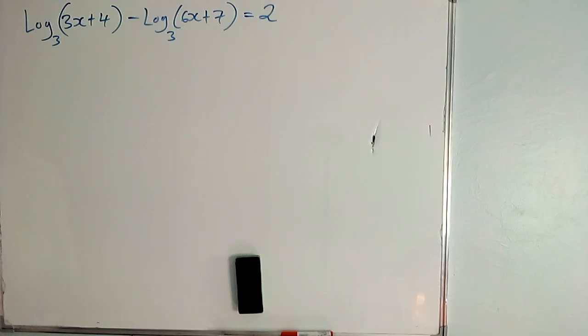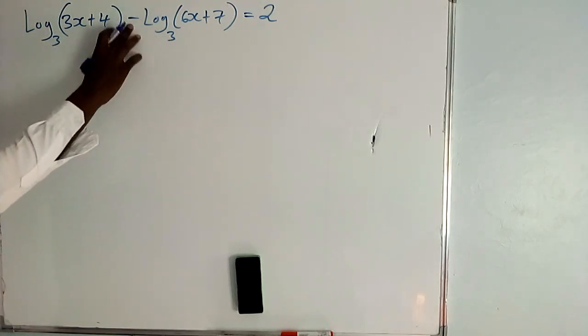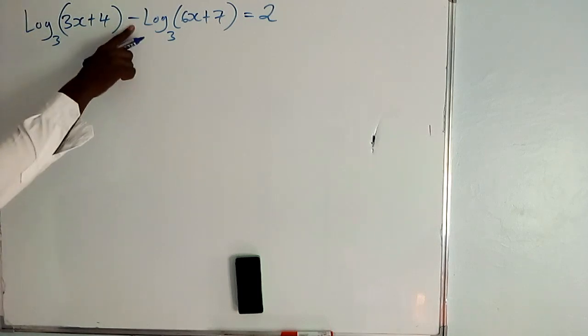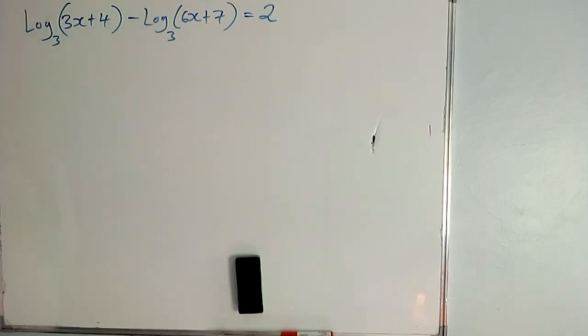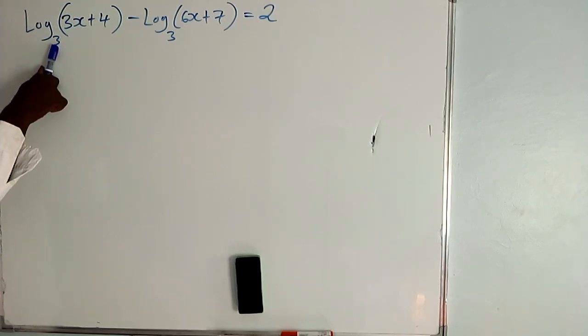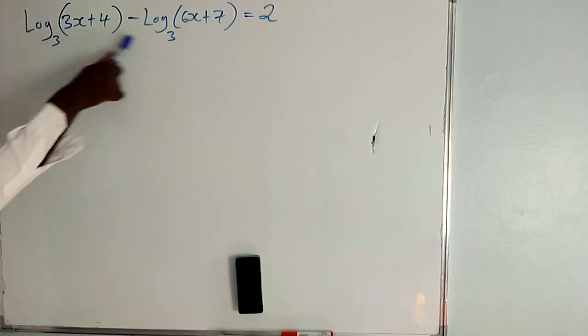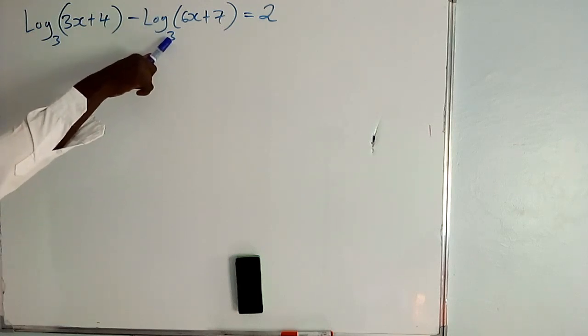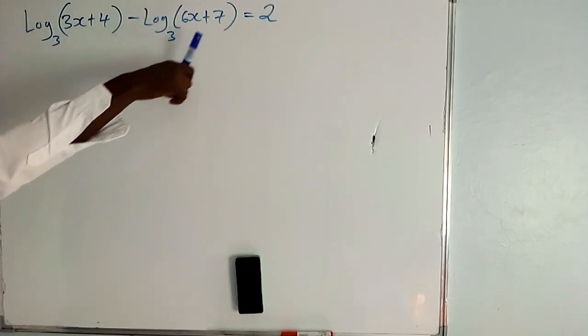Once you've seen that there is only either an addition or subtraction sign between the logs, this is a log, this is a log, then it means you can apply the laws of logarithms. The next thing you check after that is, do you have the same base? So log of 3x plus 4 to base 3 minus log of 6x plus 7 to base 3 is equal to 2.